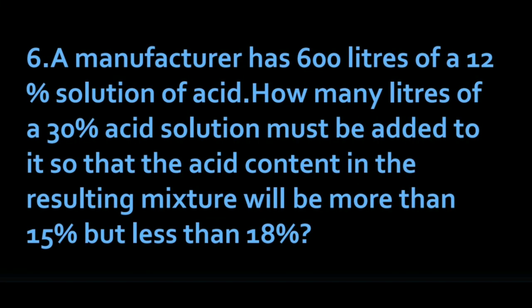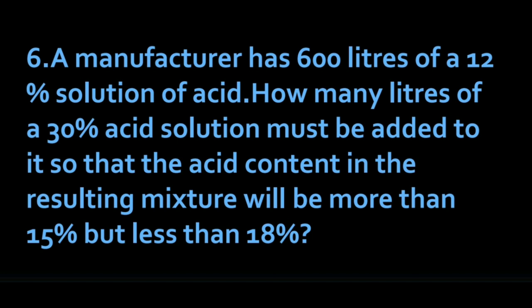Let's discuss the sixth sum, dear students. Now, a manufacturer has 600 liters of 12% solution of acid. How many liters of a 30% acid solution must be added to it so that the acid content in the resulting mixture will be more than 15% but less than 18%?